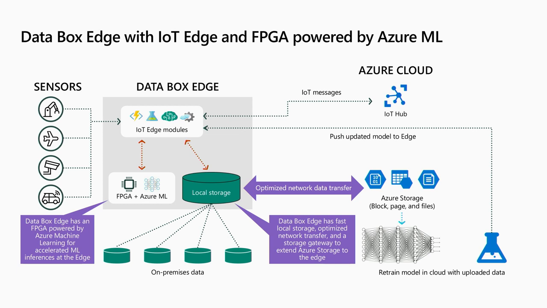And so overall, you see Data Box Edge on the left over here. It has those three things I talked about: its local cache storage, its IoT Edge modules, and the FPGA with Azure Machine Learning. And it has this optimized data transfer to move data up to the cloud. Sensors can talk into the IoT Edge system. Your on-premises data can talk to the local storage through those SMB or NFS shares.